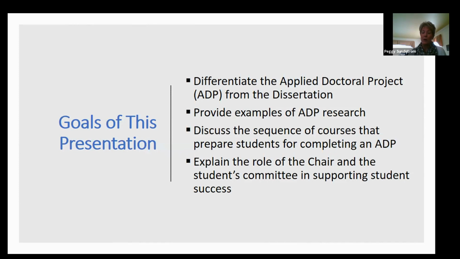We thought with our presentation today that we would provide information about a relatively new program that the Rockies started over the past 2 years called the Applied Doctoral Program, or the ADP. And our intent today is to explain why we created the Applied Doctoral Project and what differentiates it from a dissertation. We'll give you some examples of the kind of research that students do with an ADP, and then we'll tell you how we prepare students for success in that doctoral research project, and talk a little bit about the role of the chair and the committee and the methodologist.